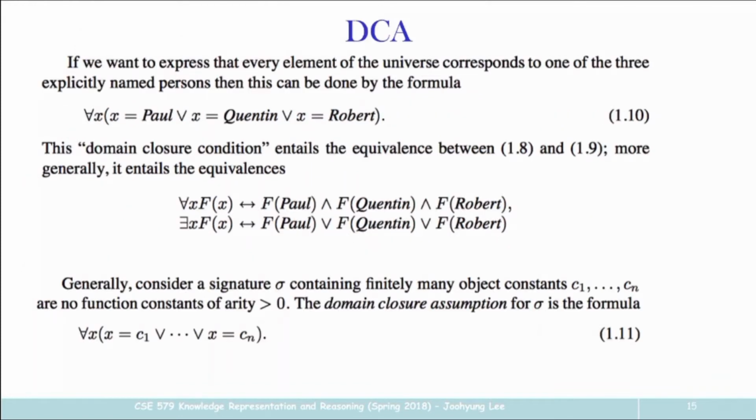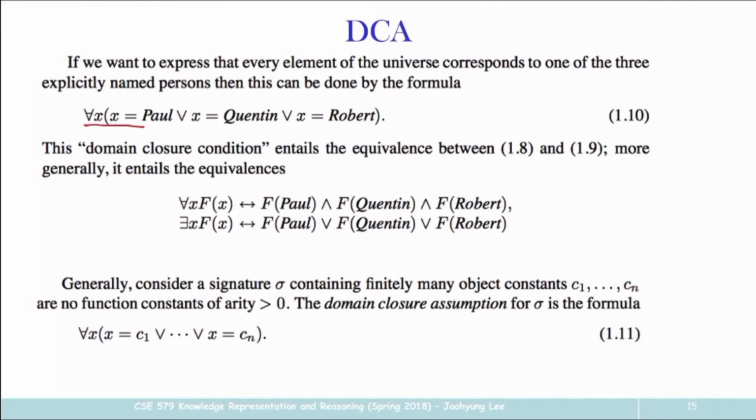There's another thing called domain closure assumption, DCA. I don't want to consider infinitely many objects. Let's say in this class, I know there are about 30 students. I can name all of you, and there's only a limited number of individuals here. So how do you say that the universe contains only these individuals? That's the domain closure assumption.